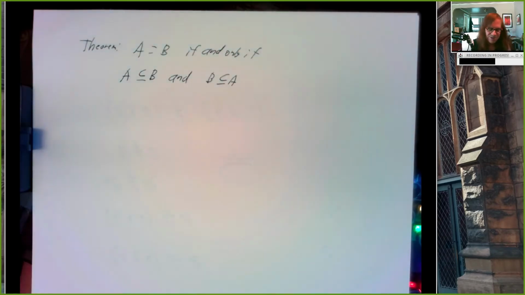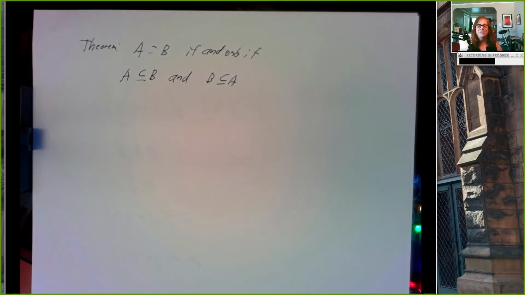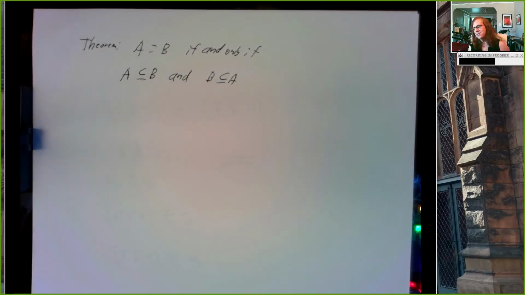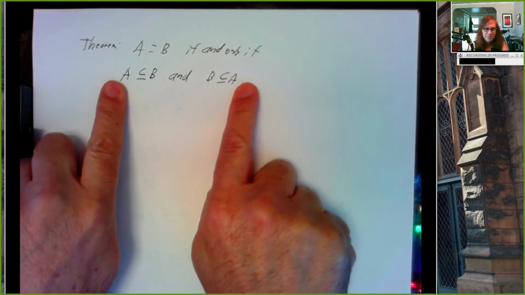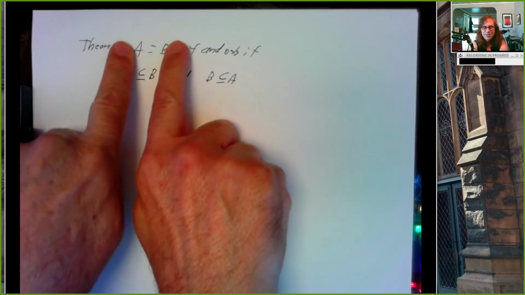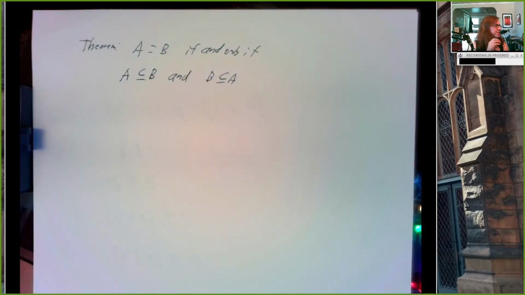So here's a bit of a theorem. A is equal to B if and only if A is a subset of B and B is a subset of A. And the if and only if means, right, if this is true, then that's true. And if that is true, then this is true. They're equivalent conditions.